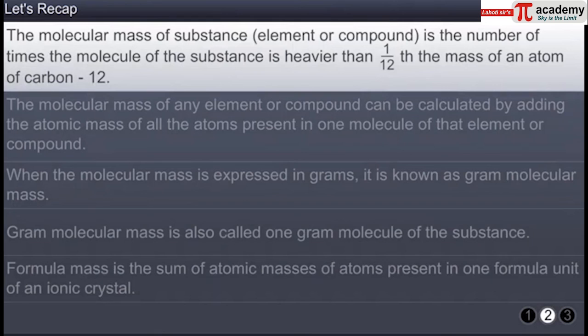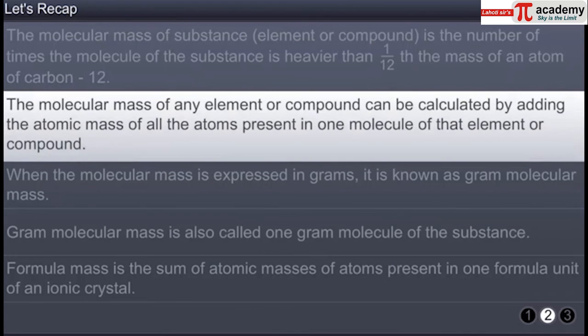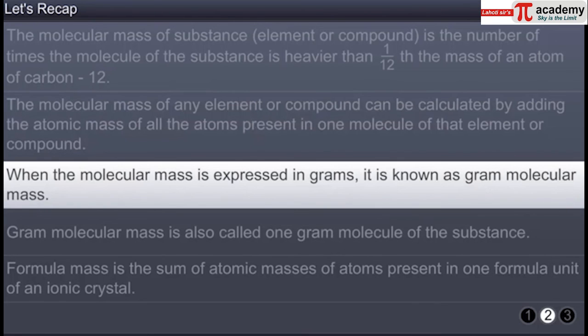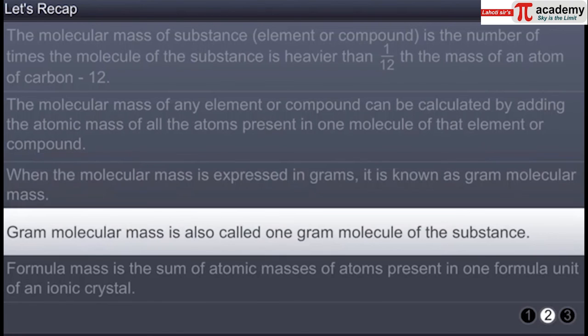The molecular mass of a substance, element, or compound is the number of times the molecule of the substance is heavier than 1/12 the mass of an atom of carbon-12. The molecular mass of any element or compound can be calculated by adding the atomic mass of all the atoms present in one molecule of that element or compound. When the molecular mass is expressed in grams, it is known as gram molecular mass. Gram molecular mass is also called 1 gram molecule of the substance.